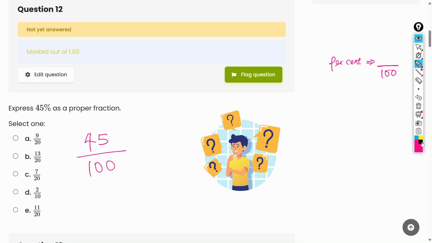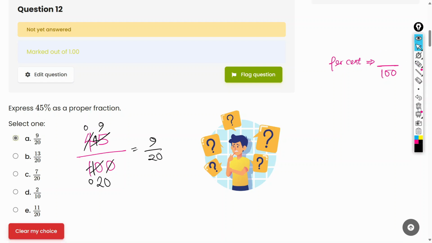So we can break this down by dividing by 5. 5 into 10 is 2. 5 into 0 is 0. 5 into 45 is 9. That's 9 out of 20. We can't break this further. 9 out of 20.